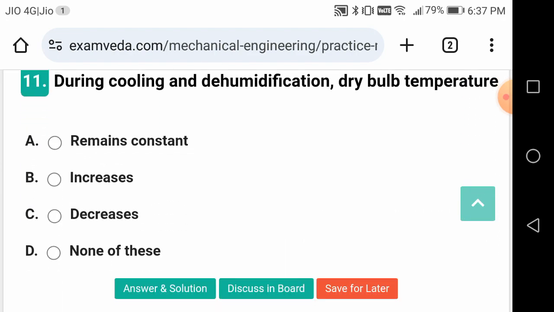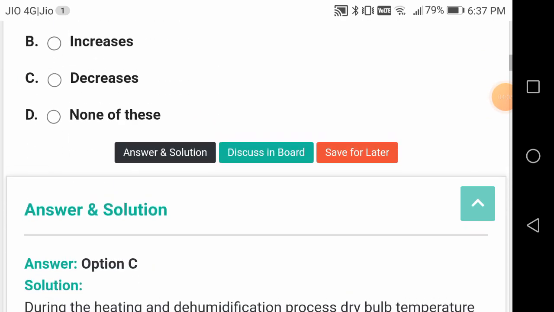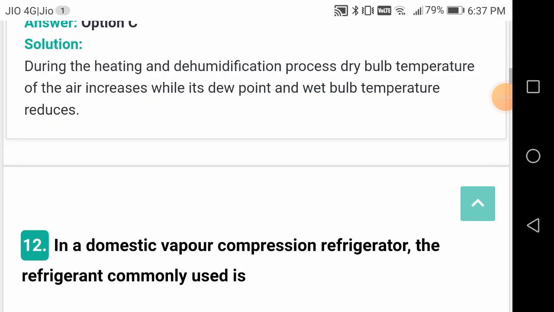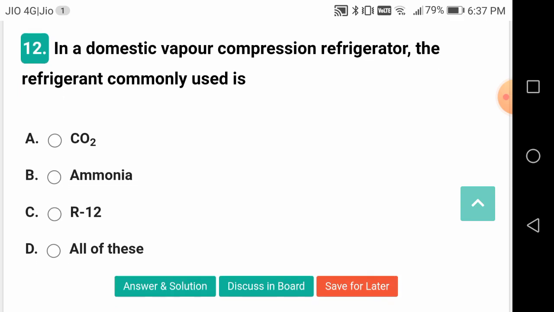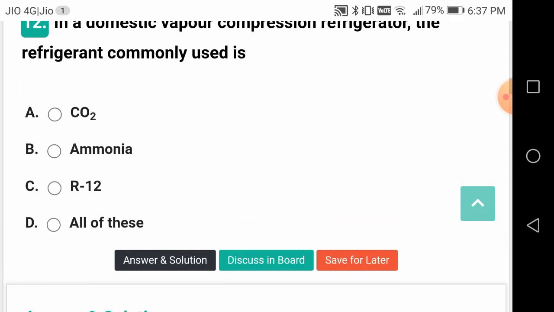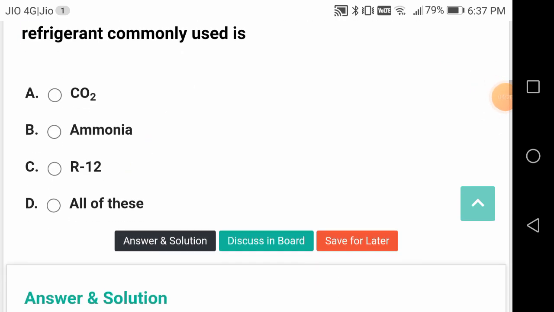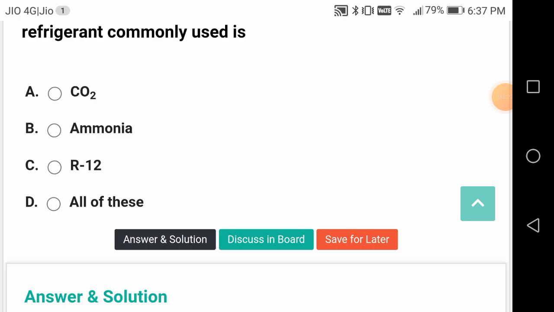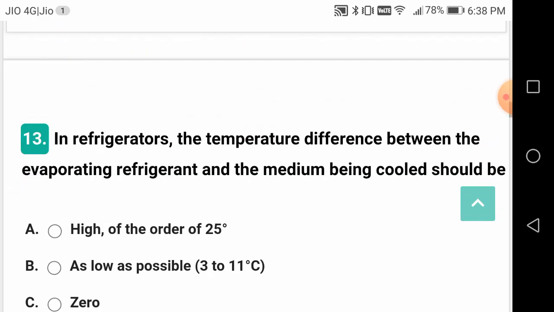During cooling and dehumidification, dry bulb temperature decreases. It must be decreasing. Yes or no? Dry bulb temperature must be decreasing. In a domestic vapor compression refrigerator, the refrigerant commonly used is R12. It is also known as refrigerant 12 or Freon 12. All these refrigerants are chlorofluorocarbons. There will be fluorine atoms, carbon atoms and chlorine atoms in any refrigerant. It is also called Freon 12.